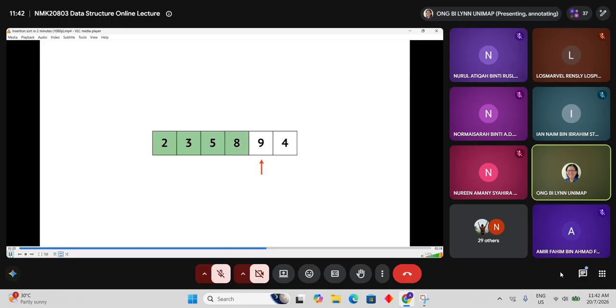We're at our 5th item, 9, and I'm sure you can see that it's in the correct spot. Let's move to 4 and insert it in the correct place in the array.